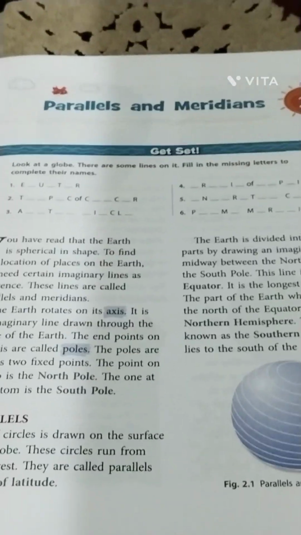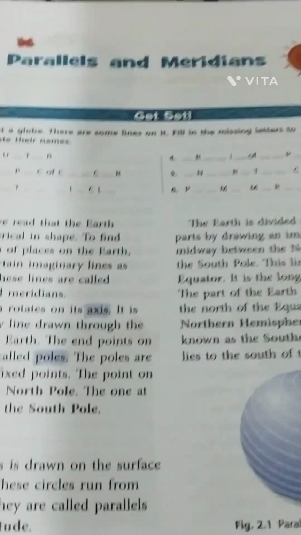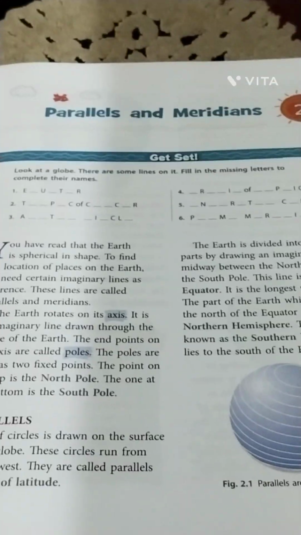We're gonna do Chapter 2: Parallels and Meridians. Get set. Look at the globe. There are some lines on it. Fill in the missing letters to complete the names.